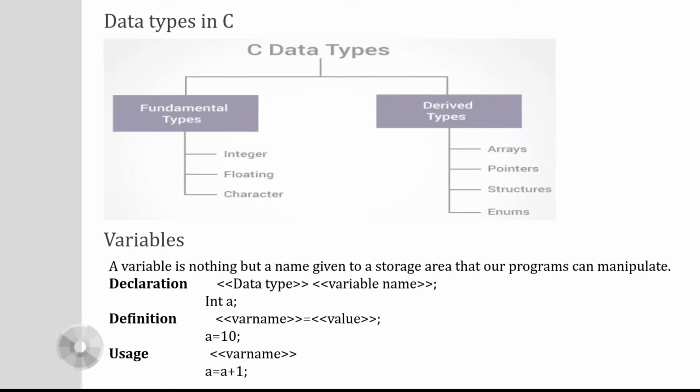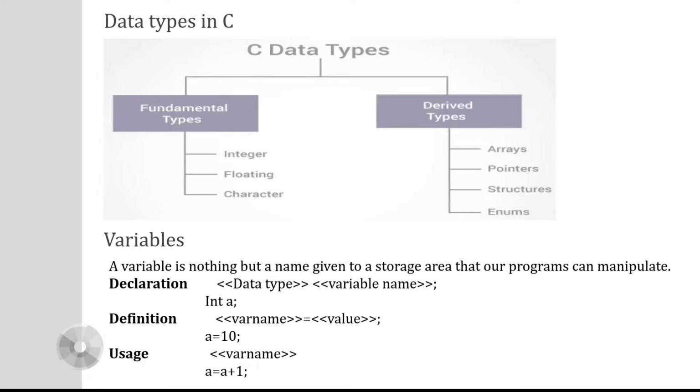About data types in C, there are two types of data types: fundamental types and derived types. In fundamental types we have three types: integers, floats and characters. And in derived types we have arrays, pointers and structures.